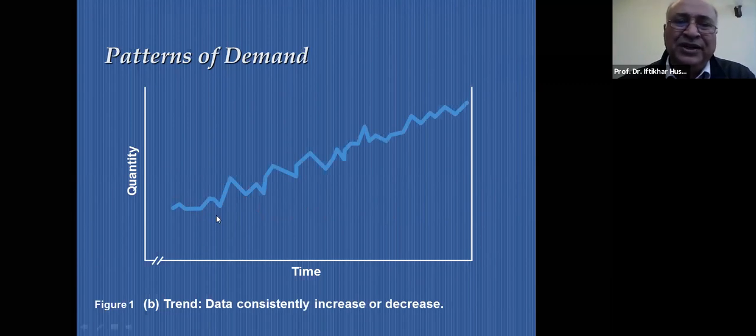Then trend. Trend could be an increasing trend, or increasing demand with the passage of time, or it could be decreasing. So one can predict that there is a trend in the data going upward or coming down. So increase and decrease can be seen from the pattern of the demand.